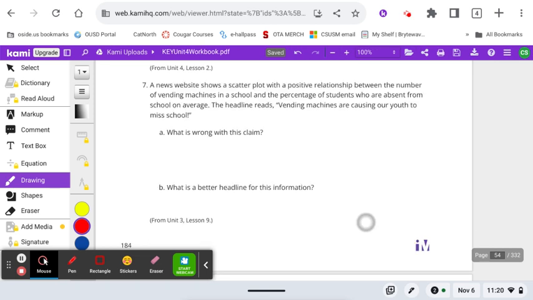Finally, a new website shows a scatter plot with a positive relationship between the number of vending machines in the school and a percentage of students who are absent from school on average. The headline reads, "Vending machines are causing your youth to miss school."